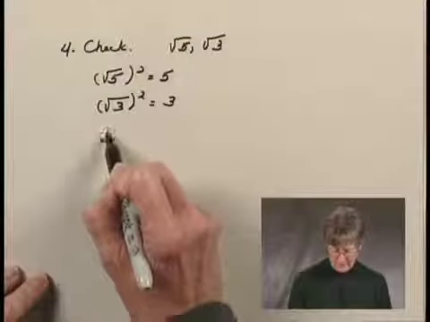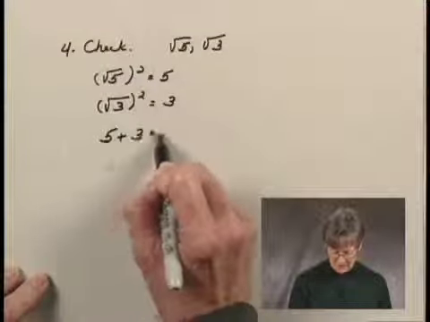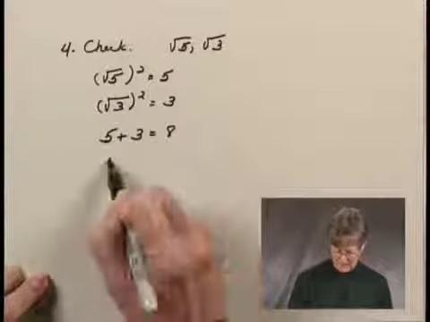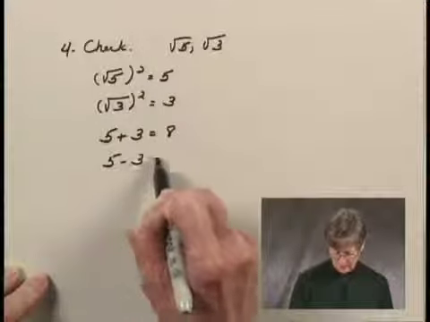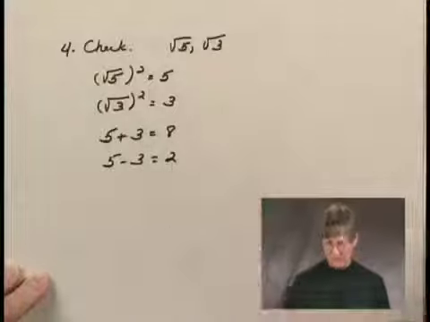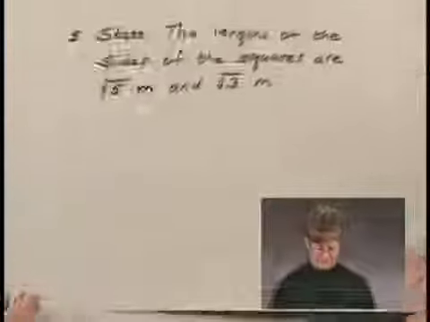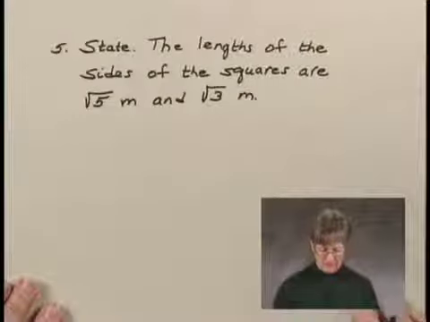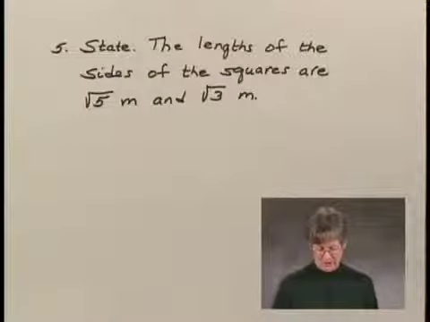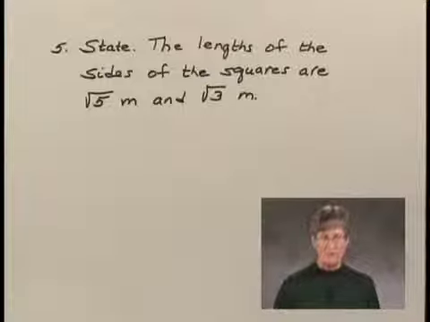Now let's find the sum of the areas. It's supposed to be 8, and it is. And the difference of the areas is supposed to be 2, and it is as well. So the answer that we found checks, and now let's state the solution. The lengths of the sides of the squares are the square root of 5 meters and the square root of 3 meters.